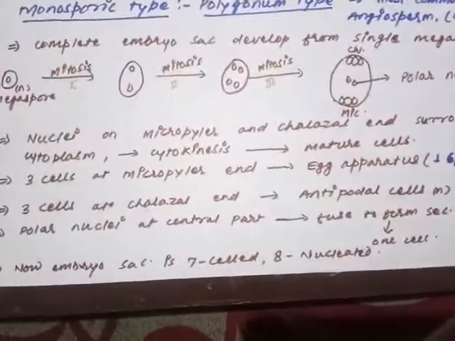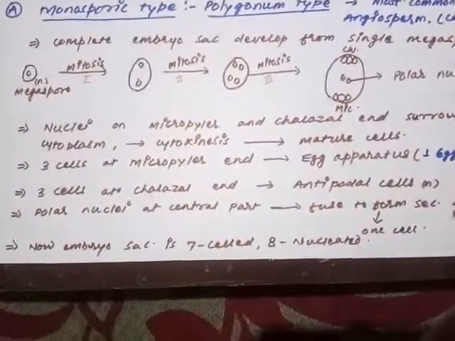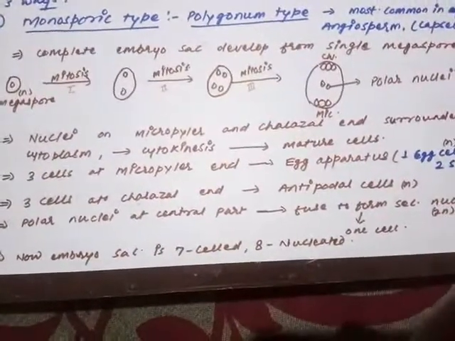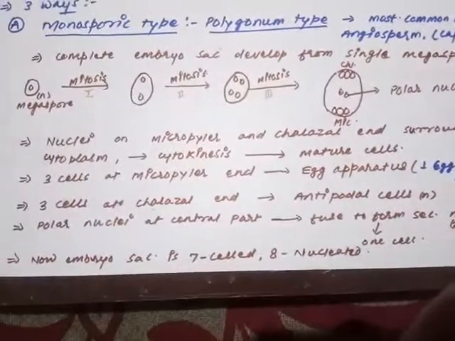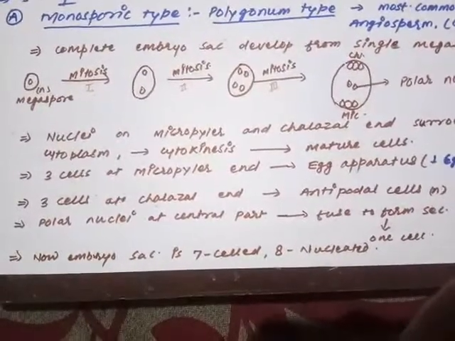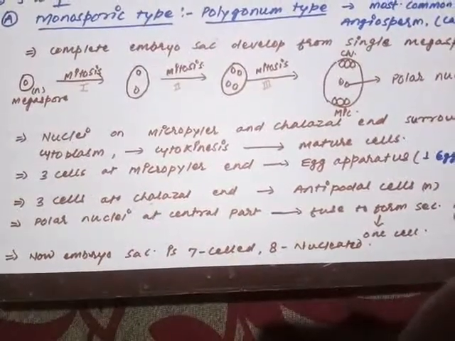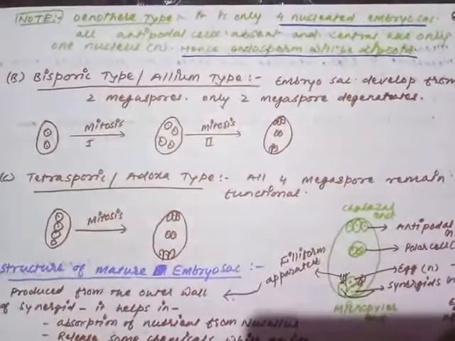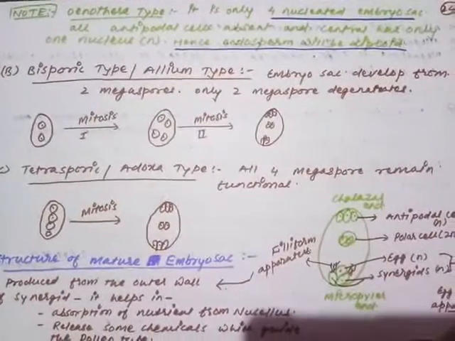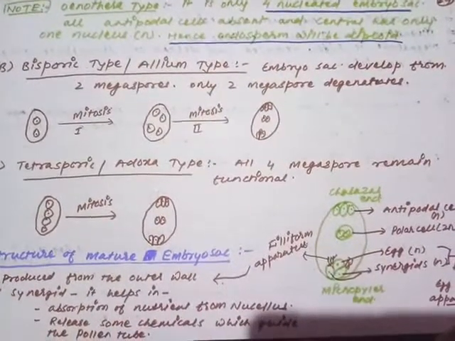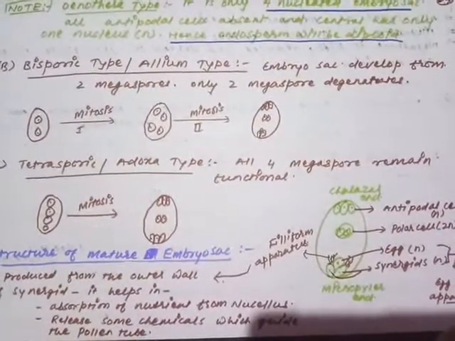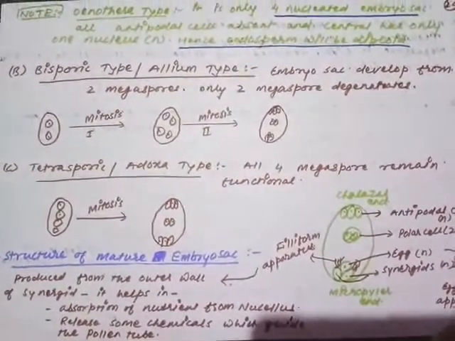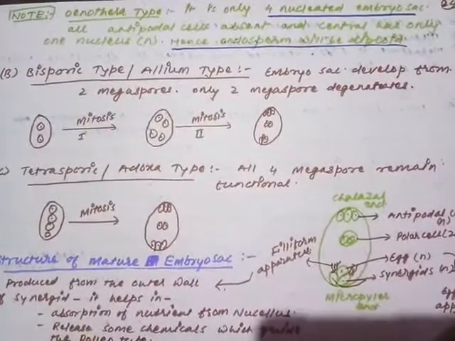Just explain the structure of the 7-celled 8-nucleated embryo sac, or they ask why the embryo sac is referred to as 7-celled 8-nucleated. So I think it is clear to you all why it is called that. Dear students, in the monosporic embryo sac I'm also sharing an exception. It is monosporic since only one megaspore takes the responsibility of development of the embryo sac.